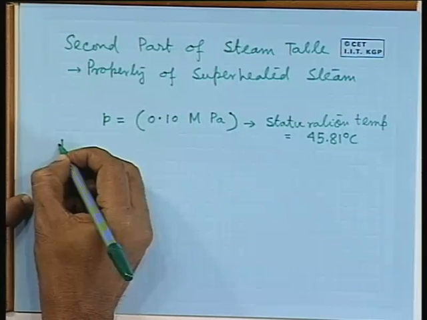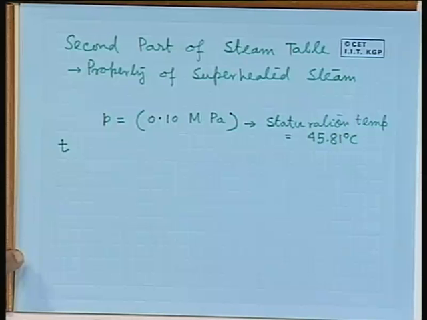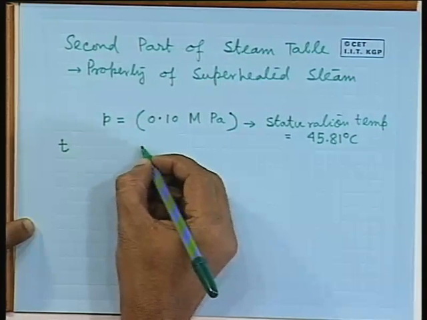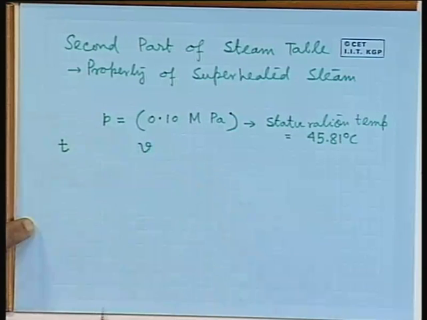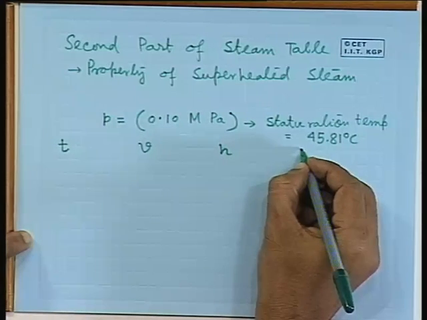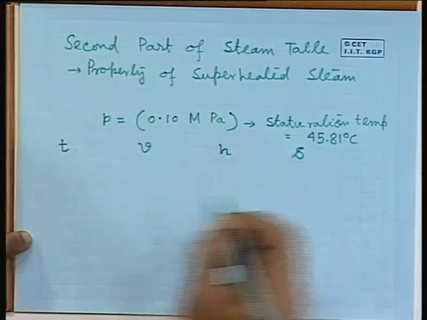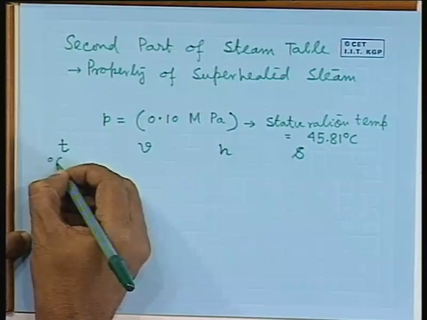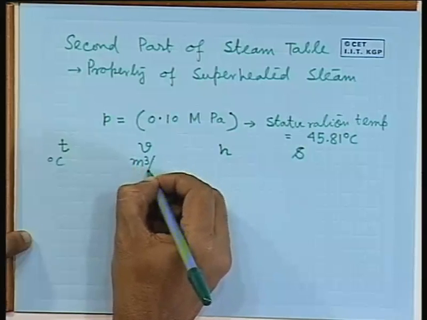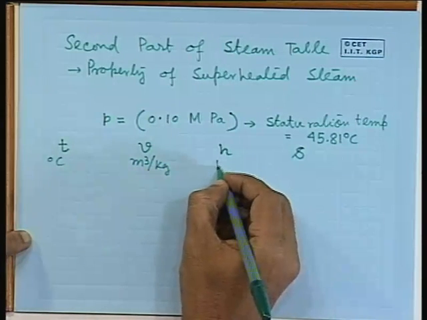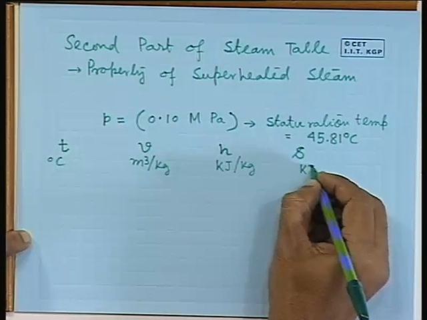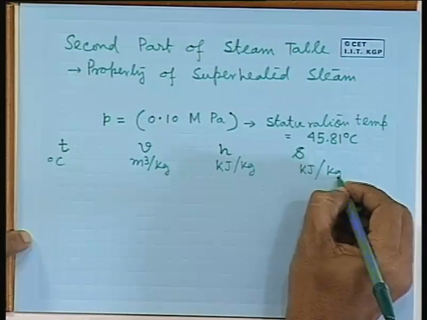We will have values at different temperatures. Then what property values will we have? We will have specific volume, we will have enthalpy, we will have entropy. So, this is in degree Celsius, this is in meter cube per kg, this is kilojoule per kg, this is kilojoule per kg Kelvin.